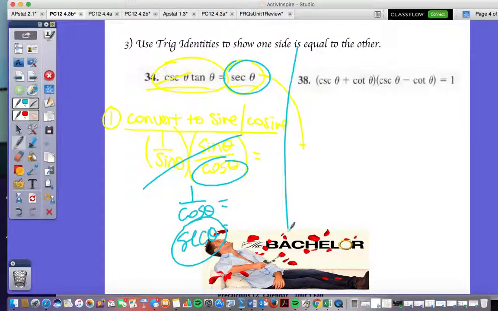Let's look at 38. All right, what's the answer? 1. That doesn't really help me, does it? Is there a strategy that maybe you could help us with that we could start off this process of simplifying?